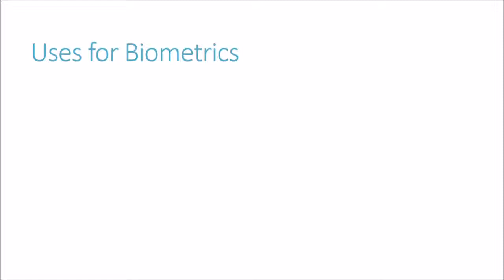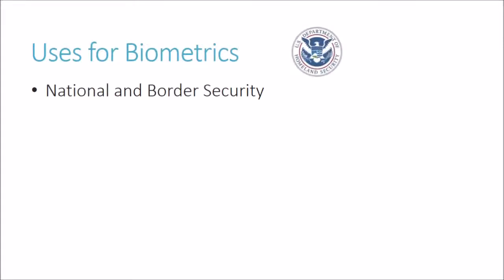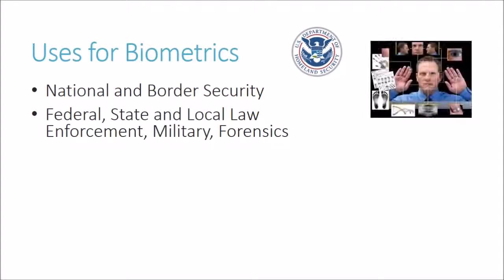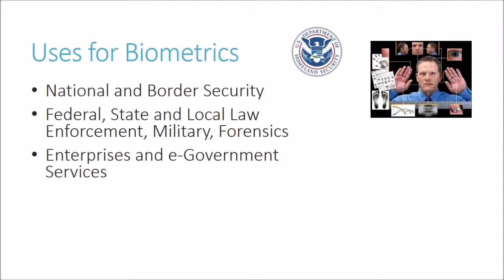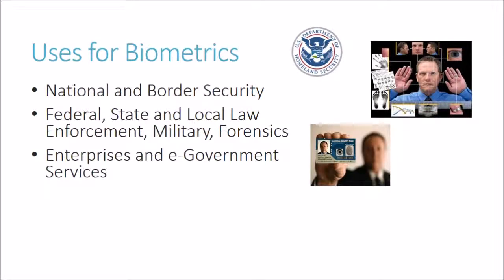There are a variety of uses for biometrics. Biometrics are used by the Department of Homeland Security in border screening to identify terrorists or other potential criminals prior to their arrival into the U.S. Biometrics are used by militaries and federal, state, or local law enforcement for suspect identification and forensics to solve crimes. Enterprise-wide network security infrastructures, government IDs, and health and social services are also benefiting from the use of biometric technologies.